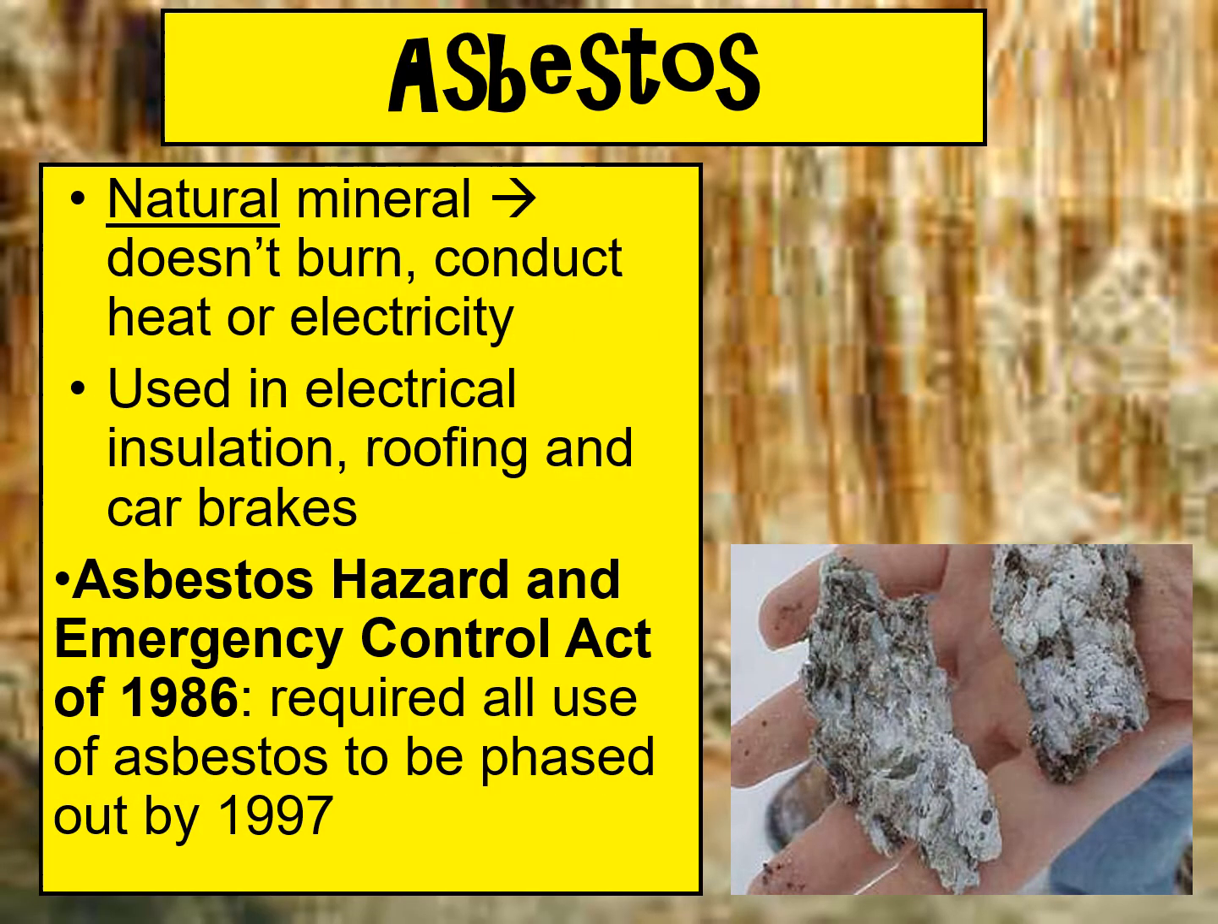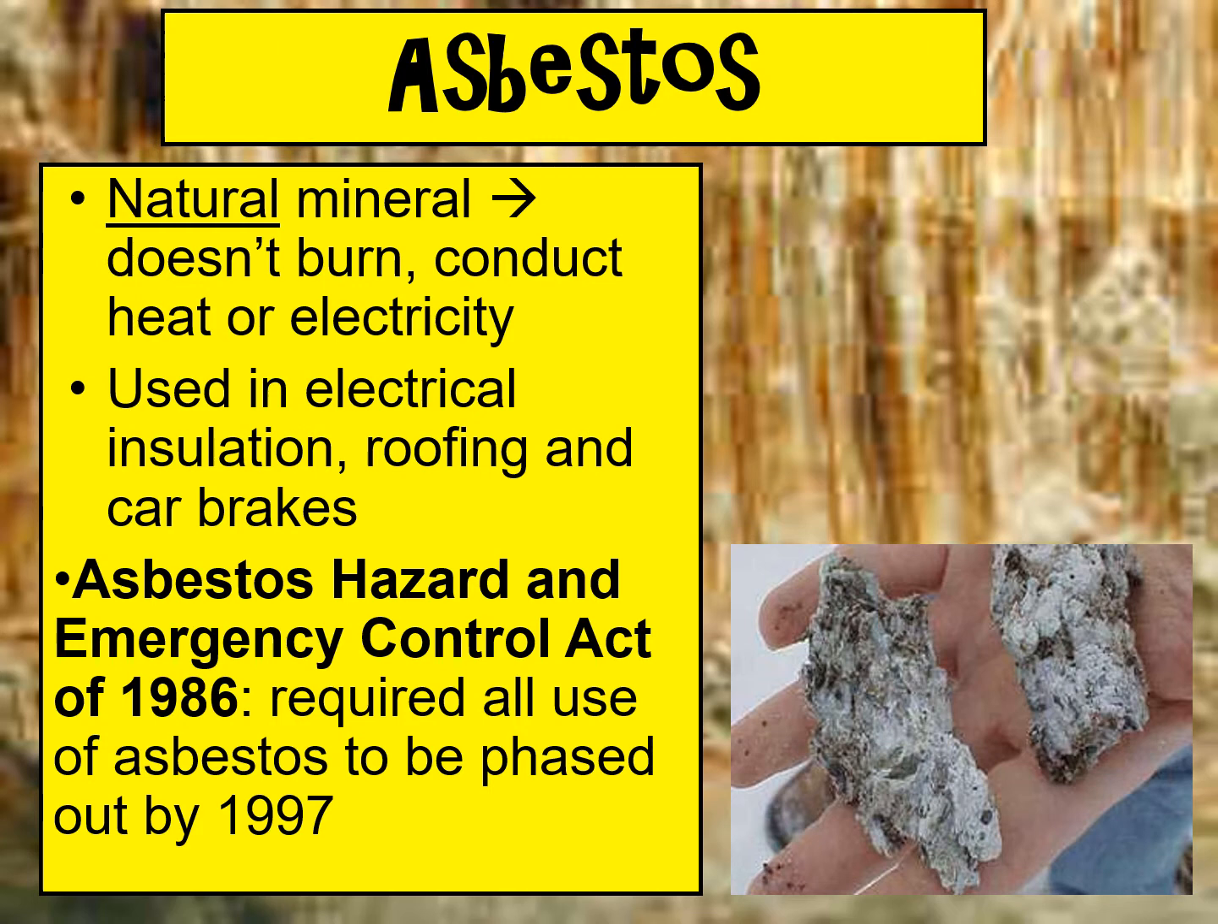Our fourth indoor air pollutant that we're going to talk about is asbestos. Now, asbestos is a natural mineral and it is mined and used in our buildings and industry. The reason it was used is because it is an inert mineral, meaning it doesn't burn, it doesn't conduct heat or conduct electricity. So you can put it in areas that are likely to burn or likely to have electrical impulses, and it won't allow for those things to burn or pass on electricity.